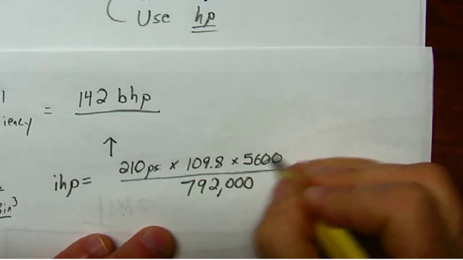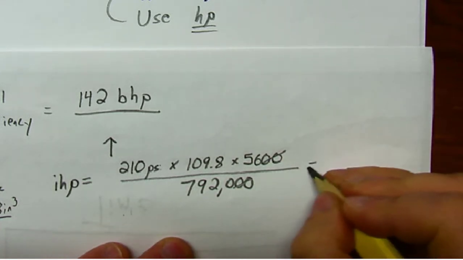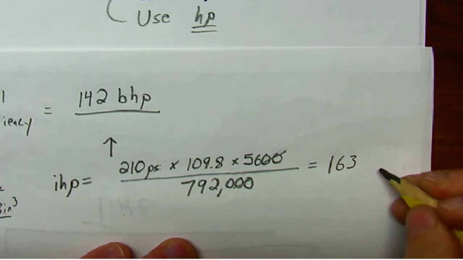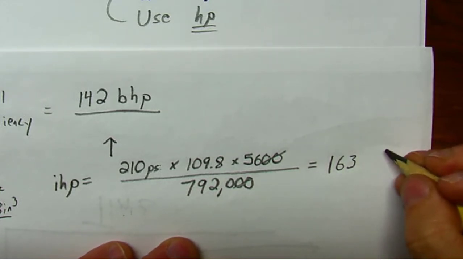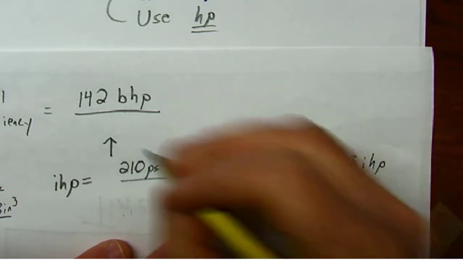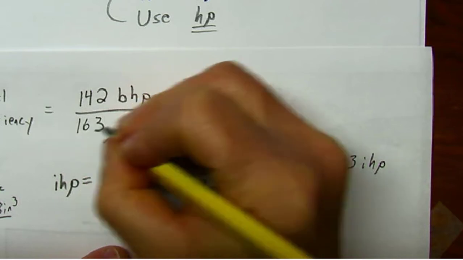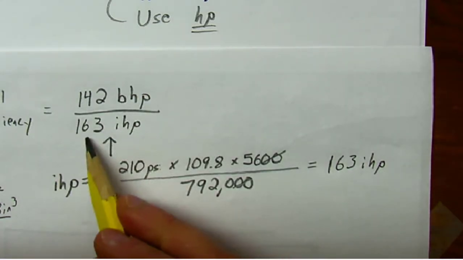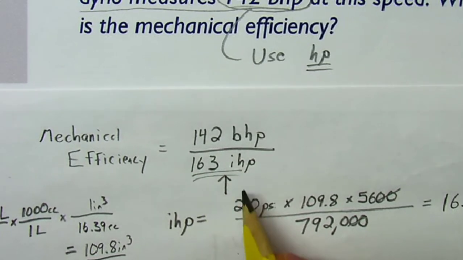Here again, type that into your calculator, but cancel off 2 of those zeros, and you should end up with 163. Now, what units are those? That's 163 indicated horsepower. And now we can do our calculation. This engine should make 163 horsepower.